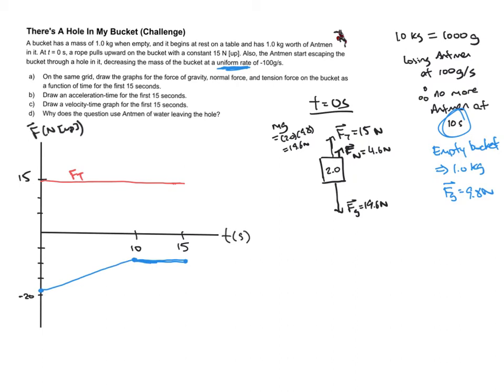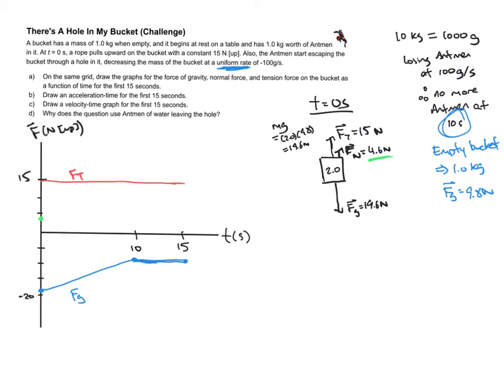Okay, so the blue is gravity. And now normal force. So the normal force starts at 4.6. I'll mark that down first. We had calculated that in our free body diagram at time equals 0, so slightly less than the 5 mark.